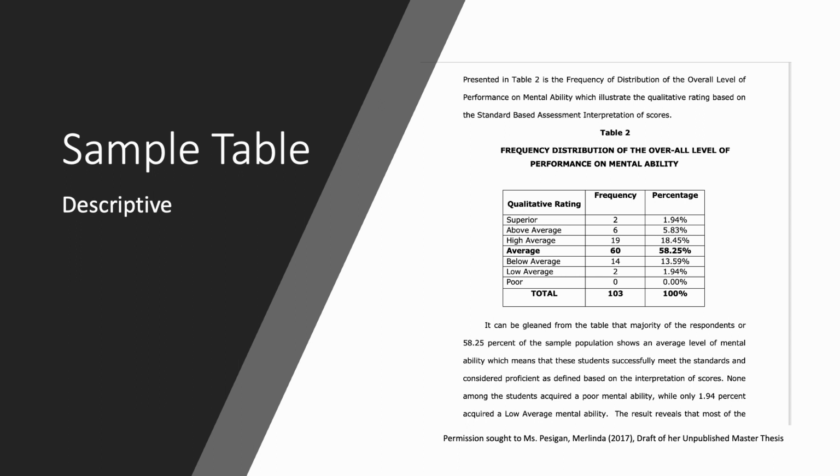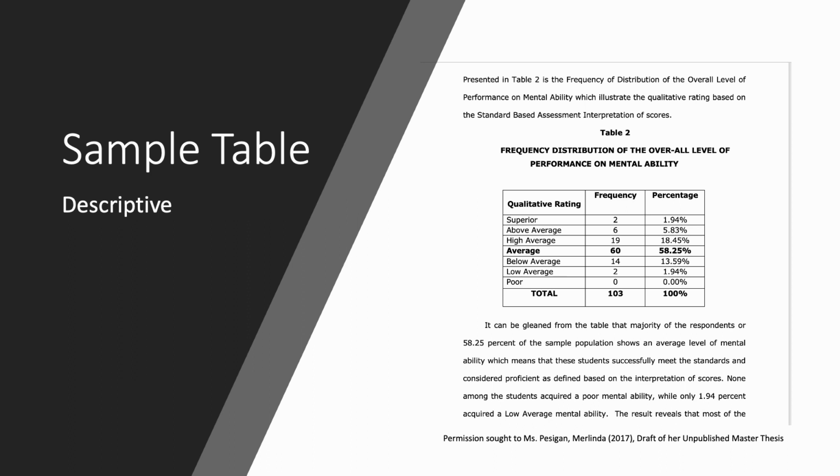So here is a sample table, a descriptive table. You could see there the table number. So in this example, that is table 2. And then of course, the title of the table, the frequency distribution of the overall level of performance on mental ability. This is aligned with the research question or statement of the problem in chapter 1.